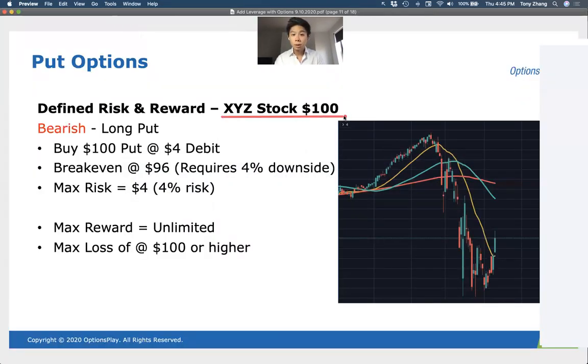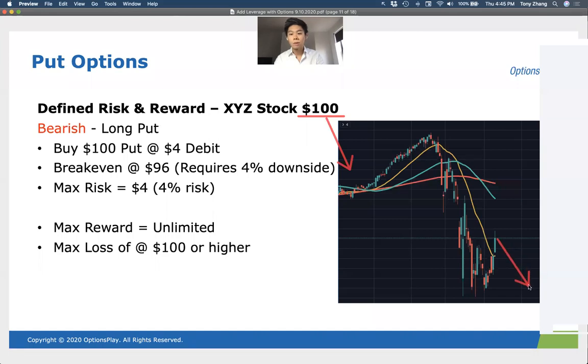So with that, let's cover bearish strategies, right? In the markets right now, you might have some more bearish opportunities or some more bearish views than you might have on the bullish side. So let's take a look at how we can use options to take some bearish views. So let's say I have stock XYZ. I think the stock is going to drop instead of going higher.